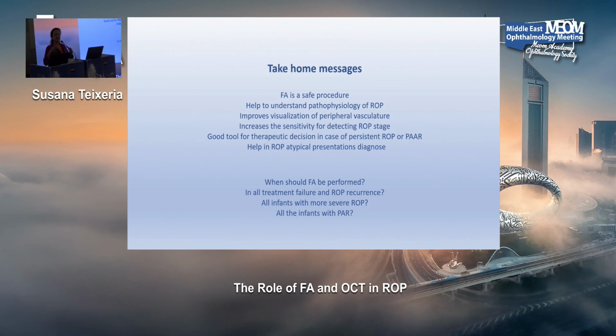It helps you understand the pathophysiology of ROP, improves the visualization, of course, and increases the sensitivity to detect the ROP stage. It's a good tool for the decision. It's not fundamental, because the decision is clinical, but it's a very good tool to help you in the decision and to study this persistent avascular retina. Well, of course, we can live without fluorescein angiography, but it would not be the same. So if you can have fluorescein angiography, you are very lucky to use it.